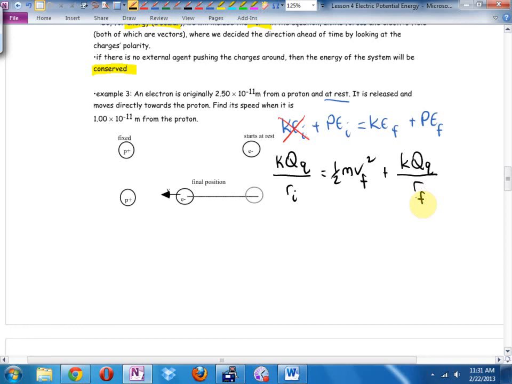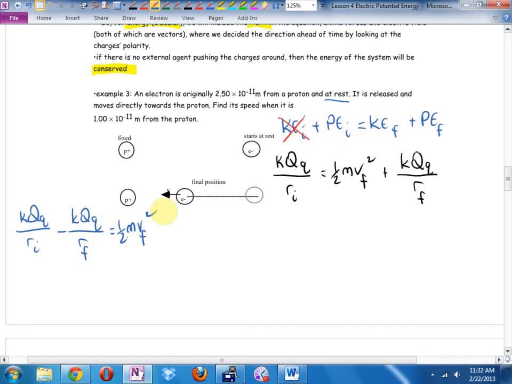What did you say we're trying to find? The nerd within me would like to algebraically try and get the v by itself, but it's going to be ugly. So instead, I'm not going to do it all at once. I'm going to move the final potential energy by subtracting it over to this side. I'm going to rewrite this equation as follows. Initial minus final equals a half mv squared.